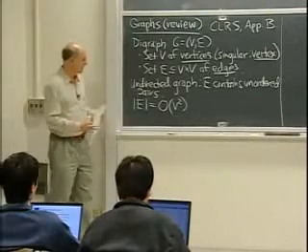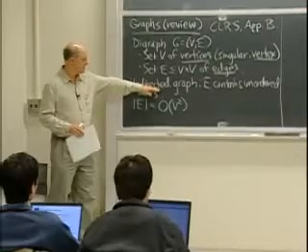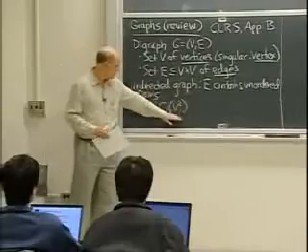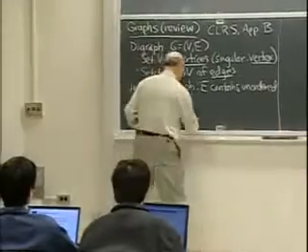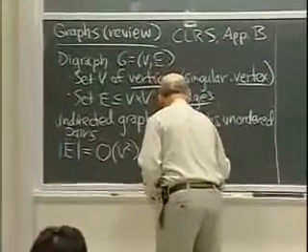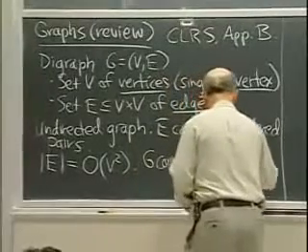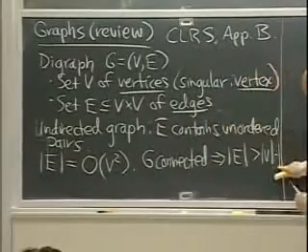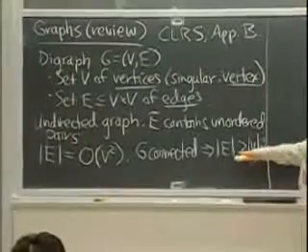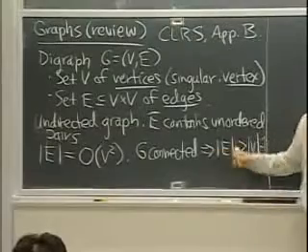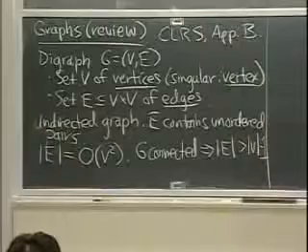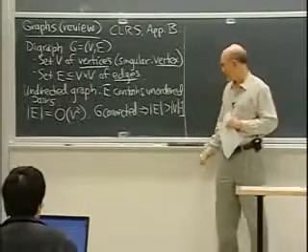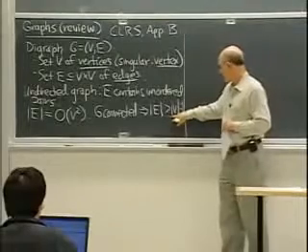So E is order V squared. If it's a set of pairs, it's at most n choose 2, which is at most n squared over 2. Here it could be at most V squared over 2. Here it's at most V squared. Another property that sometimes comes up is if G is connected, we have another bound: the size of E is at least the size of V minus 1. What does it mean to have a graph that's connected? There's a path from any vertex to any other vertex in the graph. That's what it means to be connected.